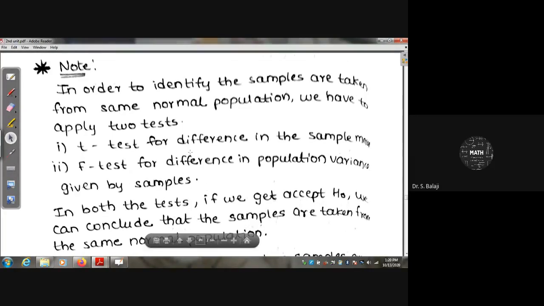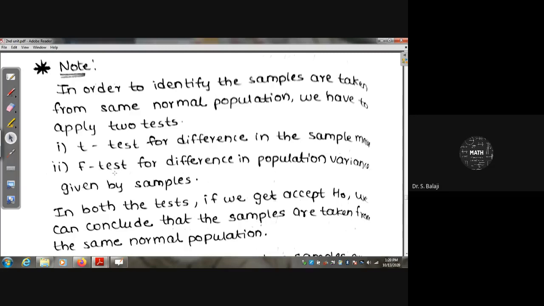Suppose you have two sample values. If you want to check whether the two sample values are taken from the same normal population or not, for that conclusion you have to use two tests. One is the t-test, useful for checking any significant difference present between the sample means. For sample means, any difference, you have to use the t-test.